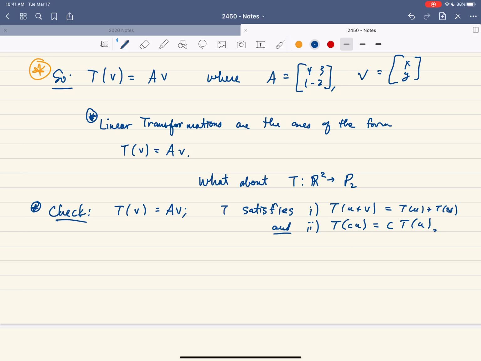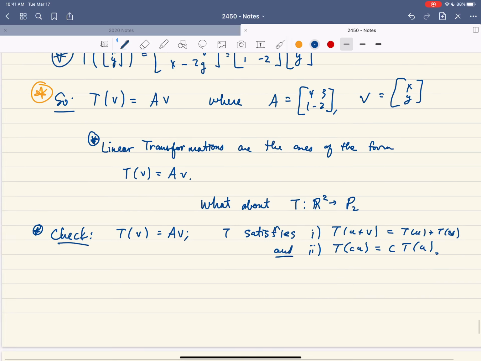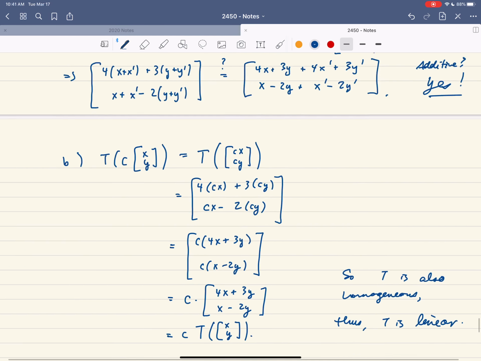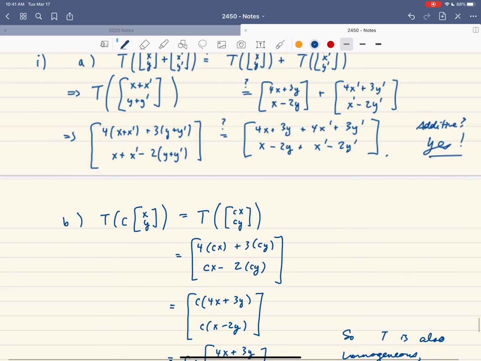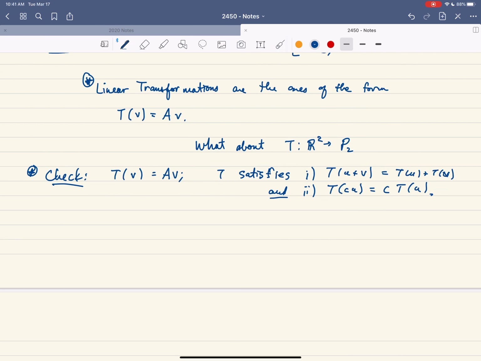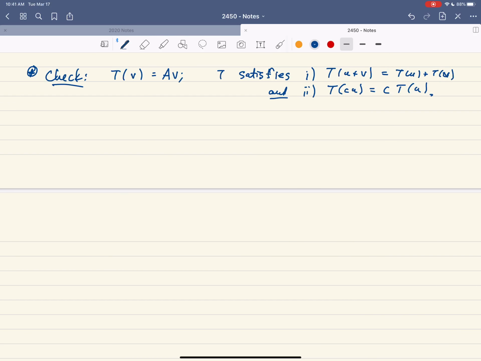All right. What I want to do now, though, is think about part 3. So if I just scroll up, I want to find the image of the vector (2, 3), and I want to find it in two ways. The first way is the perfectly straightforward plug-it-in way. We're just going to take T and plug in the vector (2, 3).